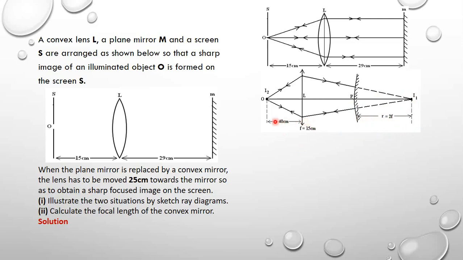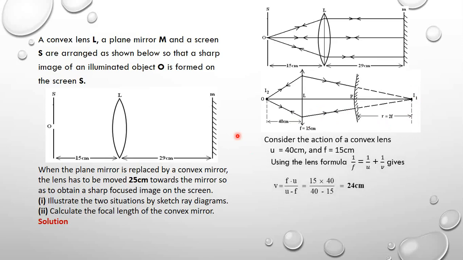But we know that if U is 40, and we know that F, the focal length of this lens, is 15, we can get V, that is the distance from L up to I1, using the formula 1 over F is equal to 1 over U plus 1 over V. So we shall make V the subject and get V as 24 centimeters. So the distance from the lens up to the intermediate image here is going to be 24 centimeters.